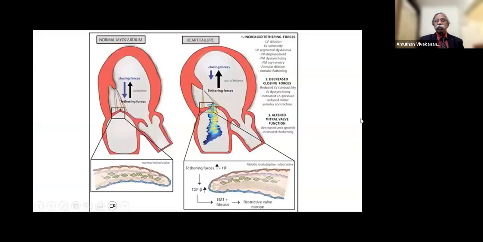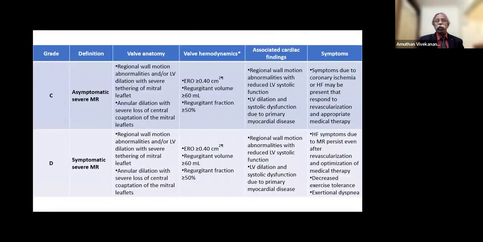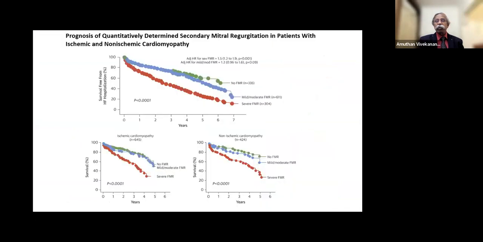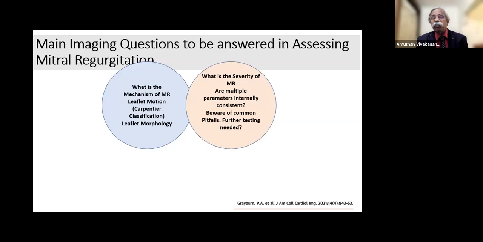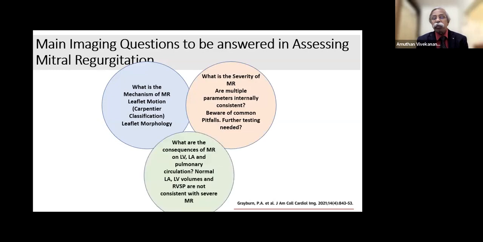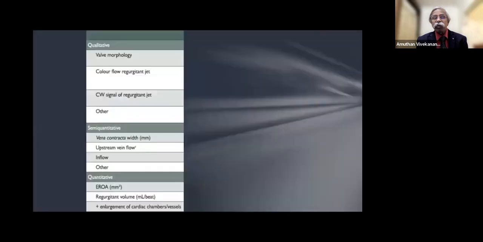This is a secondary mitral regurgitation. Again, it happens in ischemic DCM. You can easily differentiate both by speckle tracking echocardiography. The main imaging questions which have to be answered in assessing mitral regurgitation are: what is the mechanism of mitral regurgitation, the leaflet motion? You have to diagnose the Carpentier's classification based on leaflet morphology. What is the severity of the mitral regurgitation? There are multiple parameters involved. And what are the consequences of MR on the LV and LA and on circulation?